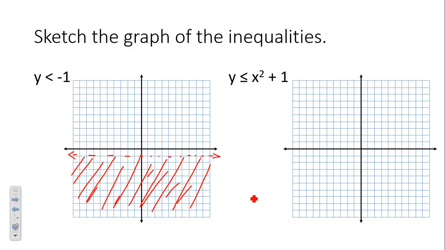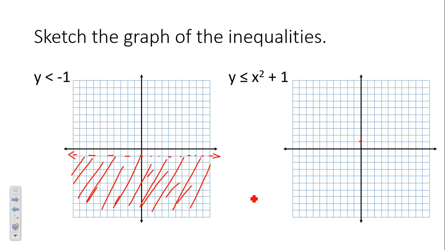All right, next one. What kind of inequality do we have here? Quadratic, okay? So when we're looking for a quadratic, we know that this would be very similar to y equals x squared plus 1, right? But it's a parabola opening up and shifted up 1. So our vertex was normally at 0, 0. It's now at 0, 1.